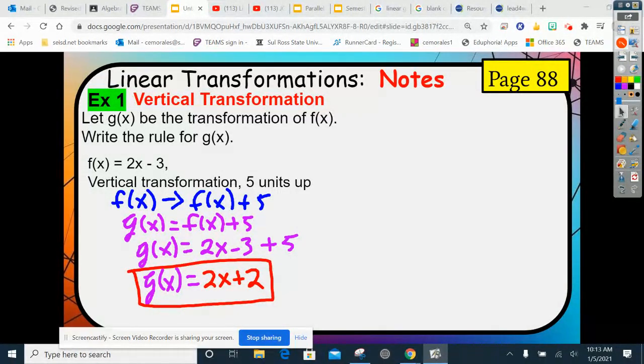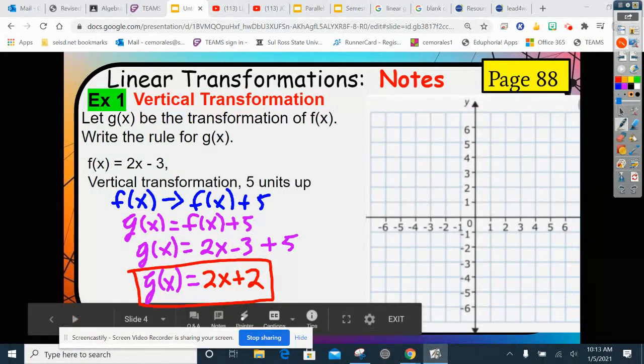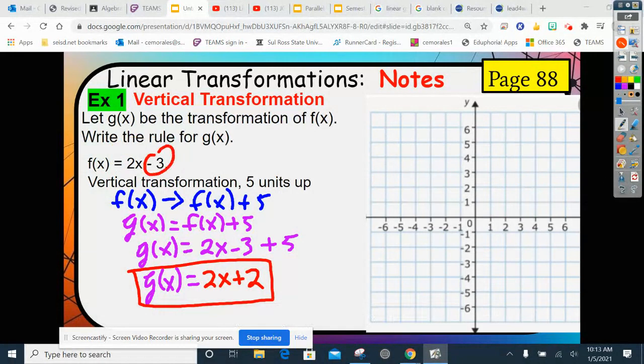How do we know this is correct though? We can literally just graph our original. And if we remember our original, my y-intercept is negative 3. I'm going to graph it very quickly. So I'm going to put a negative 3 dot right here. Our slope, I'm going to make it a fraction, and I'm going to go up 2 units and 1 to the right from here. So I'm going to go 2 units and 1 to the right, and I'm going to connect. This is our first equation.